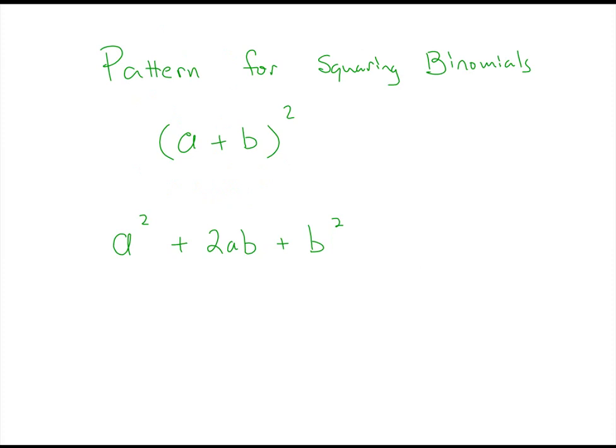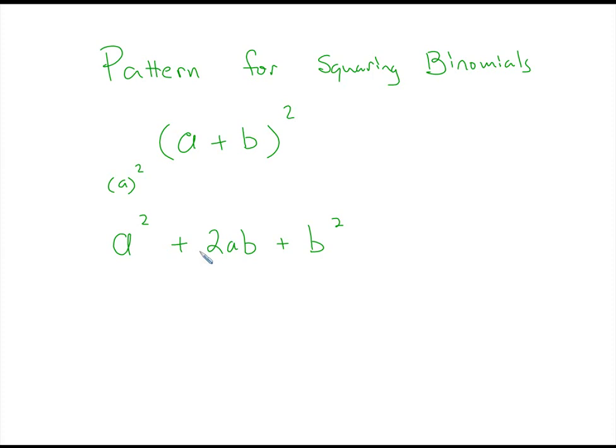All right, so the special pattern for squaring binomials, okay? So let's say we have a plus b squared. Now, a and b can be variables, they can be numbers, it could be anything, right? Just two different terms. And if it's being squared, here's the special pattern. To get the first term of your answer, you're going to take whatever a is and square it. So that gives you a squared.